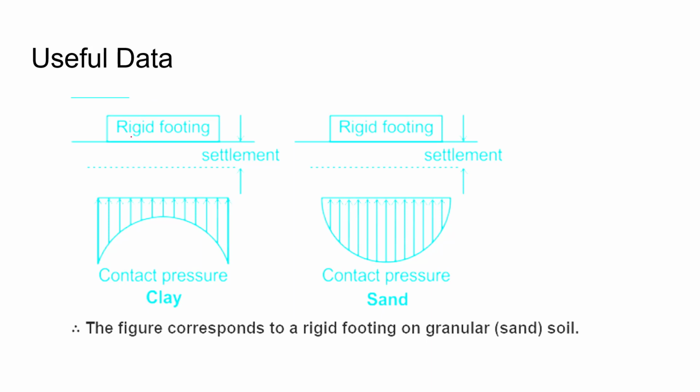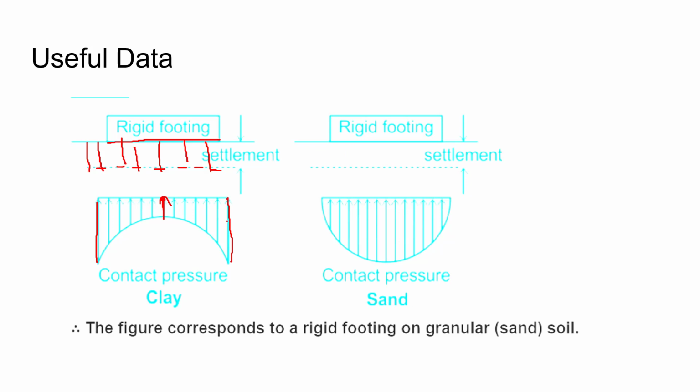This is the first case where a rigid footing is there, and for a rigid footing the settlement will be constant throughout its width. So here you can see the settlement is constant throughout its width, but the contact pressure will not be equal throughout the width. The contact pressure will be the highest at the corners. You can easily see this. The contact pressure is maximum at the corners and lowest at the center. So this will be the diagram for a rigid footing on clay.